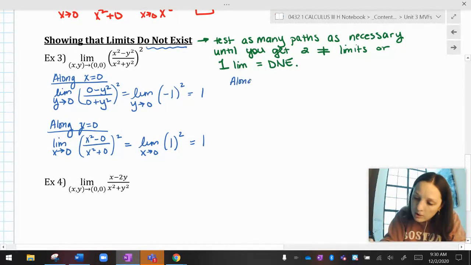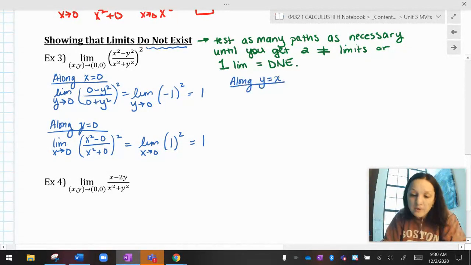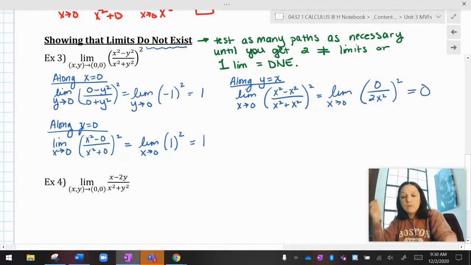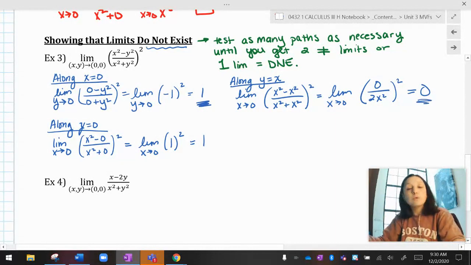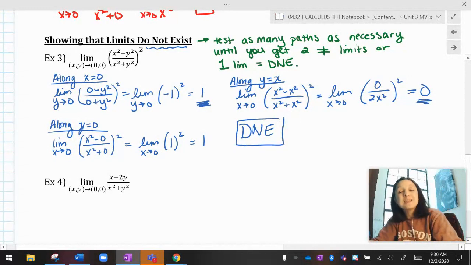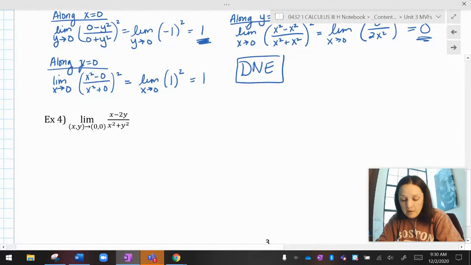So let's go along y equals x, all right? That's another thing that passes through the origin, and it's relatively easy to deal with. So the limit as x approaches 0 of (x squared minus x squared) over (x squared plus x squared), all squared, is the limit as x approaches 0 of 0 over (2x squared) squared. Oh, okay, that one's 0. So now I have a limit that goes to 0 and a limit that goes to 1. So overall, the original limit does not exist. Okay. All right, that's what we've got.